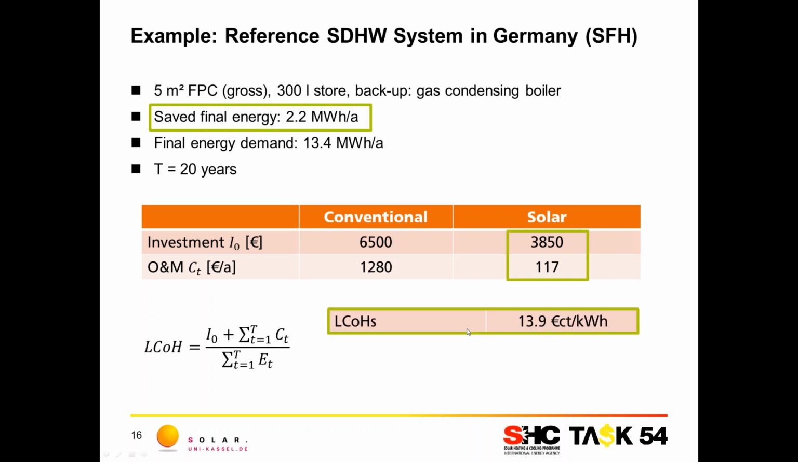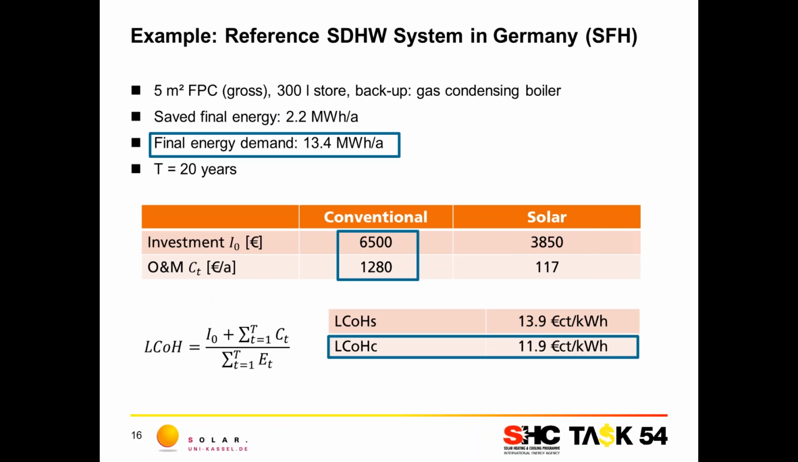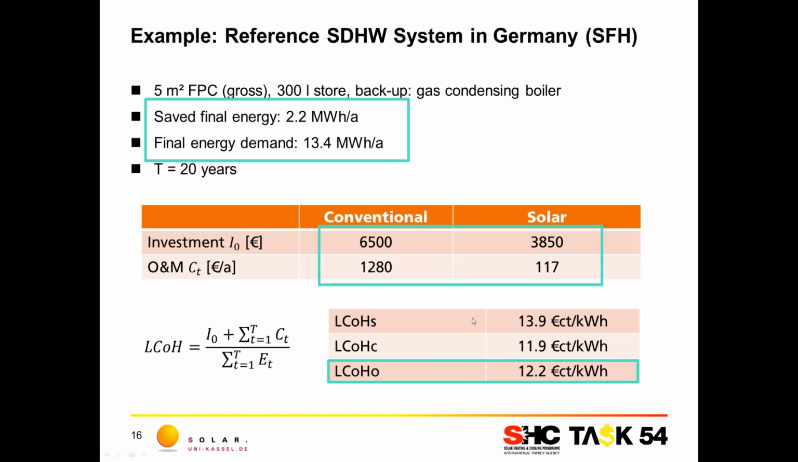So with those figures, now we can calculate the three indicators as I just mentioned before. Here we have the LCOHS, the LCOHC, so here we consider the conventional part. And finally the LCOHO, which is for the overall system. Here we have the sum of all the cost of all the energy.